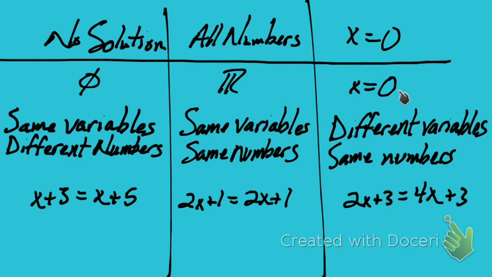Last one, x equals 0. You have different variables, but the same amount of constants, or same number of numbers. So like 2x plus 3 equals 4x plus 3. On this one, the variables don't really do anything because 3 equals 3 if you just ignore the 2x and the 4x. So that must mean x equals 0. Okay? So we need to know how to do those three types of problems, and then all of our normal ones too.